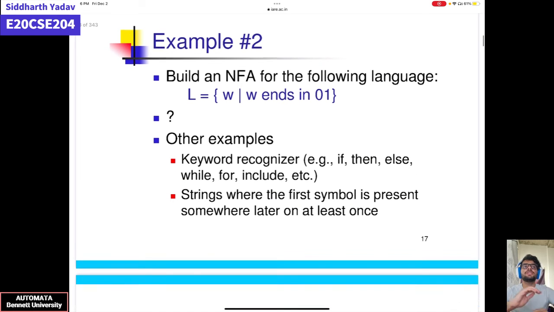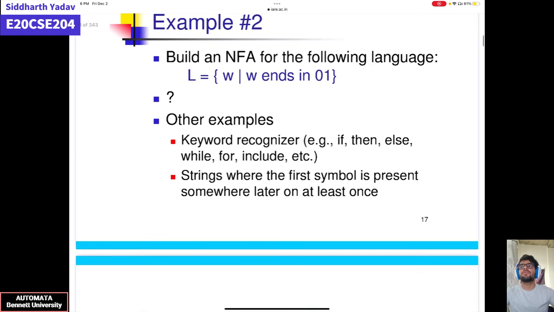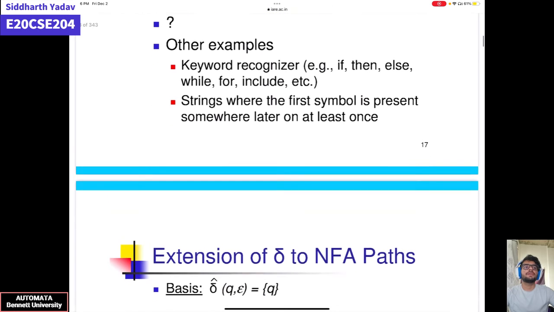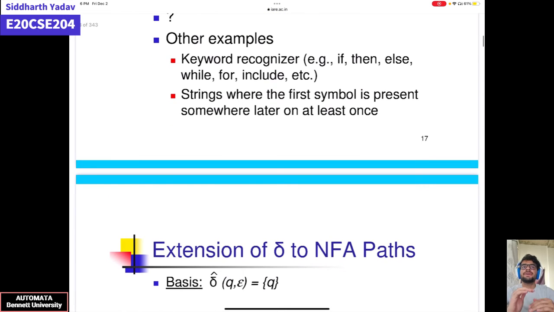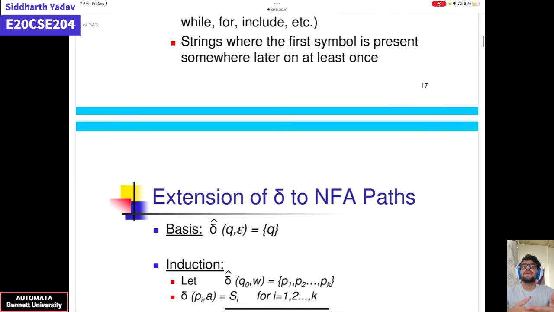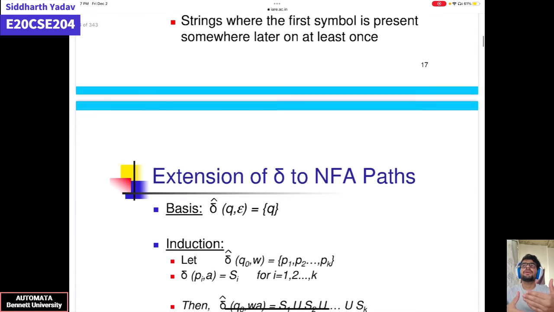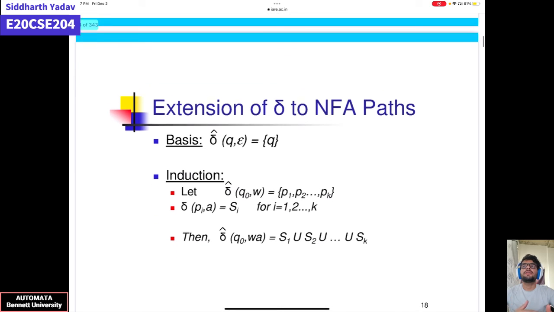Build an NFA for the following language: L equals W such that W ends in 0 1. Other examples: keyword recognizer, for example if, then, else, file, for, include, etc.; strings where the first symbol is present somewhere later on at least once.